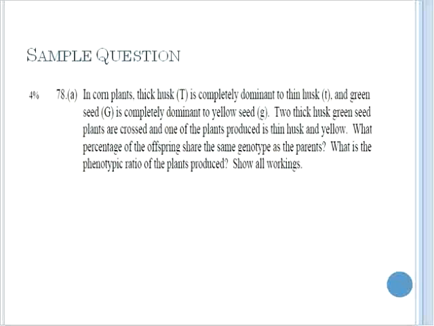Constructive response questions are commonly posed as well. This question is worth 4%, or 2% of your course mark. You are told that in corn plants, thick husk is completely dominant to thin. In all these questions, you'll be told the dominance relationships for all traits. Green seed is completely dominant to yellow seed. That's the first piece of information you need to consider. The second piece of information, and the first tip, what are the parental genotypes? That is the first thing you need to determine.